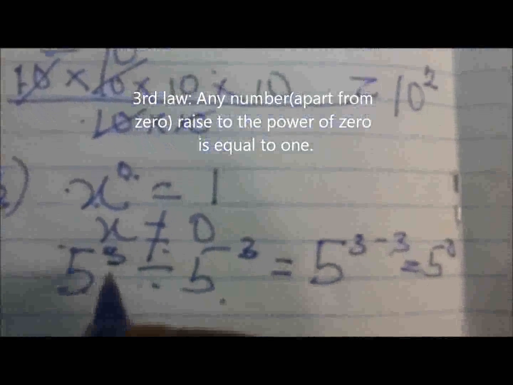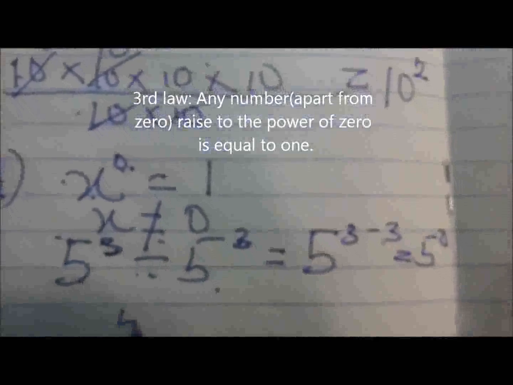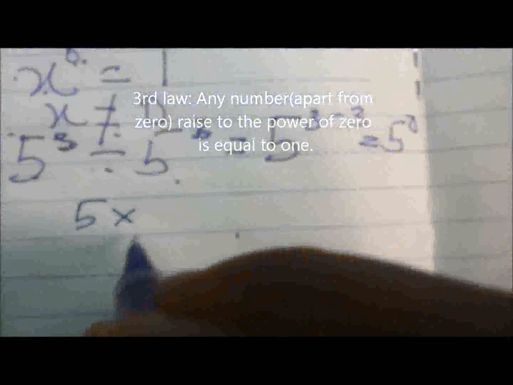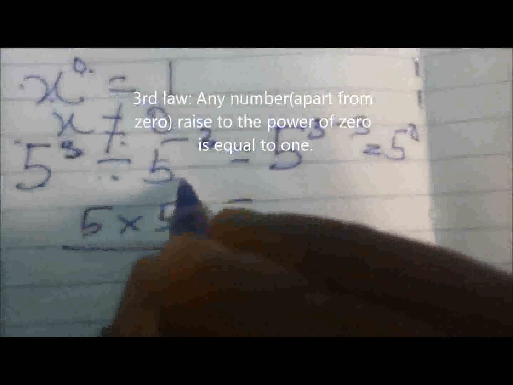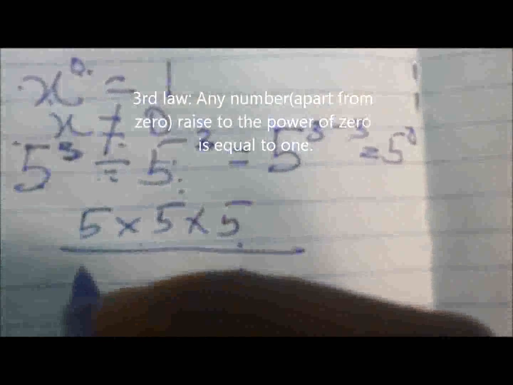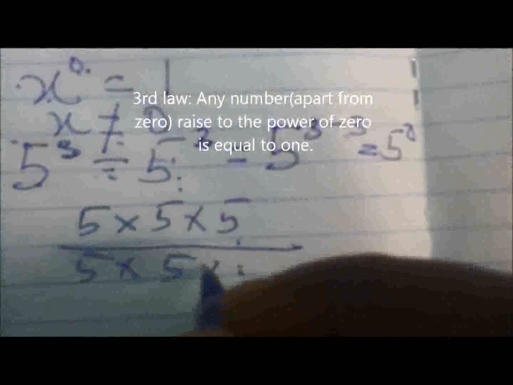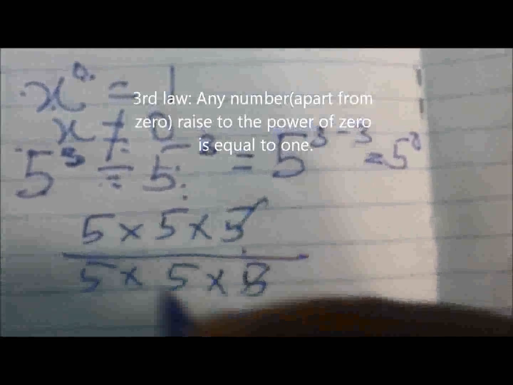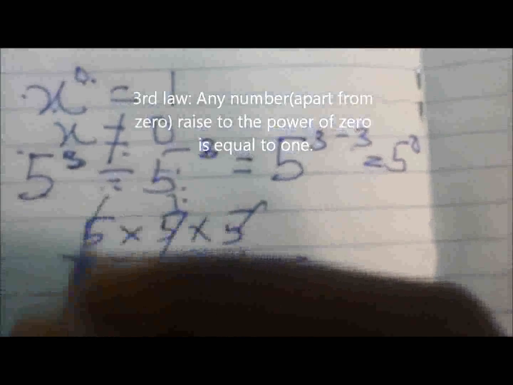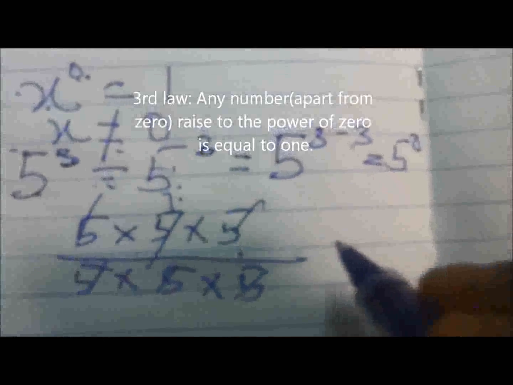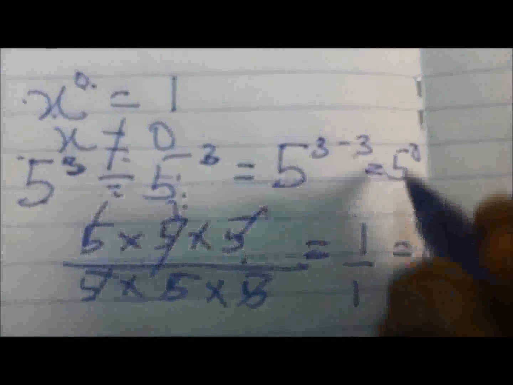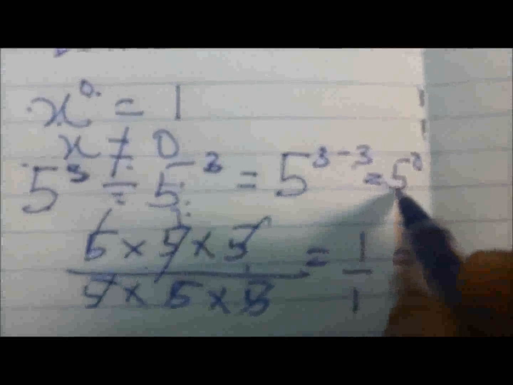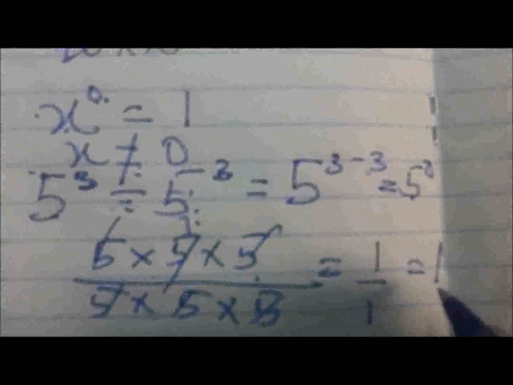To use the longer method, you know that 5 raised to the power of 3 is the same thing as 5 times 5 times 5, divided by 5 times 5 times 5. 5 will cancel out 5, 5 will cancel out 5, 5 will cancel out 5. So we are left with 1 over 1, and this is the same thing as 1. So we can prove that 5 raised to the power of 0 is the same thing as 1.